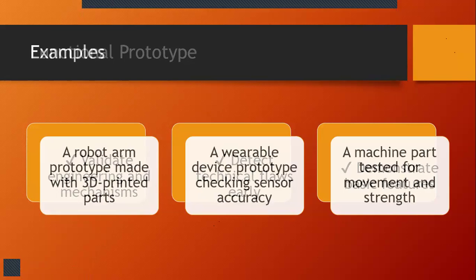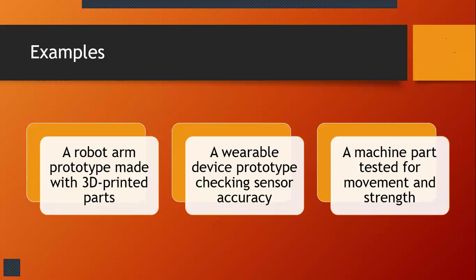I have just given some examples for your understanding here, right? For example, a robot arm prototype. You can just create it with 3D printed parts, but we can check whether this particular arm is working. We don't care about the design. We focus on whether this arm is moving, right? Can the position be changed, likewise.